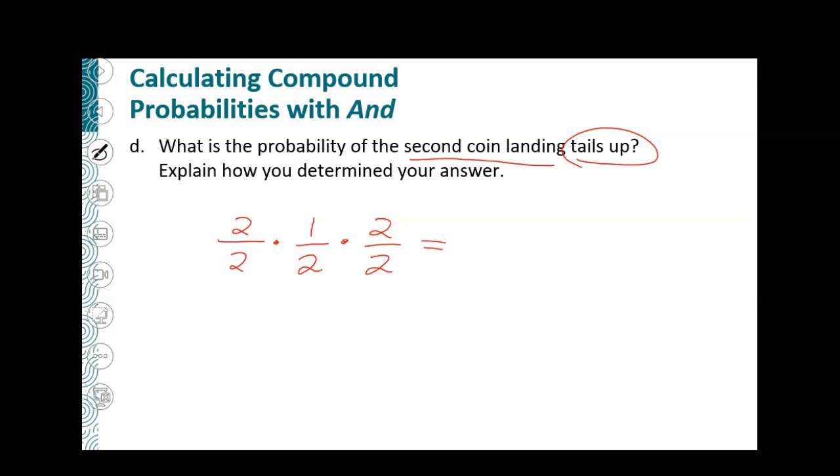Let's make this easier. What is 2 over 2? What does that equal? 1. Remember that? Everything divided by itself is 1. So 1 times 1/2 times 1. Anything times 1 is just the same number. Because if I multiply 1/2 one time, I still have 1/2.